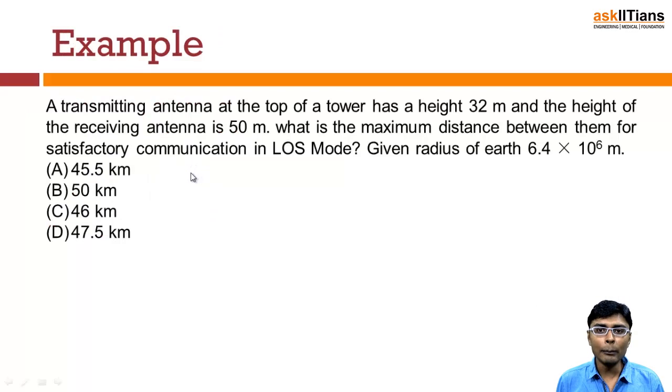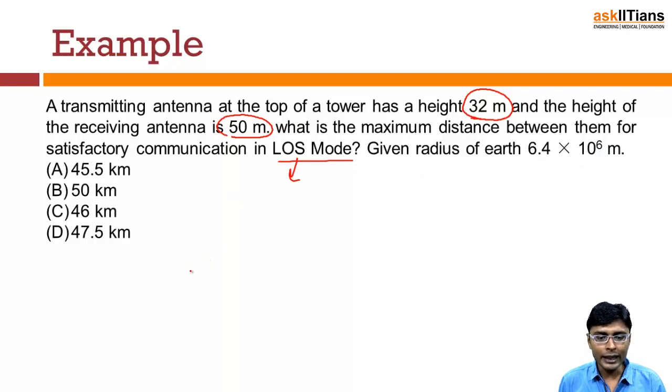Let us solve one example that will give us more understanding. A transmitter antenna at the top of a tower has a height of 32 meter and the height of the receiver antenna is 50 meter. What is the maximum distance between them for satisfactory communication in LOS mode, that is line of sight mode, given the radius of earth is 6.4 into 10 raised to power 6 meter? We have to find the maximum distance.